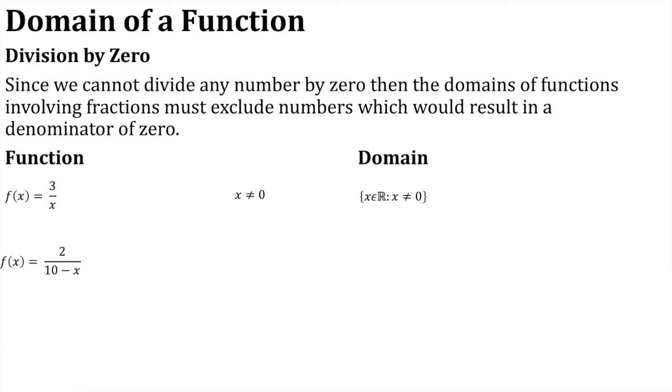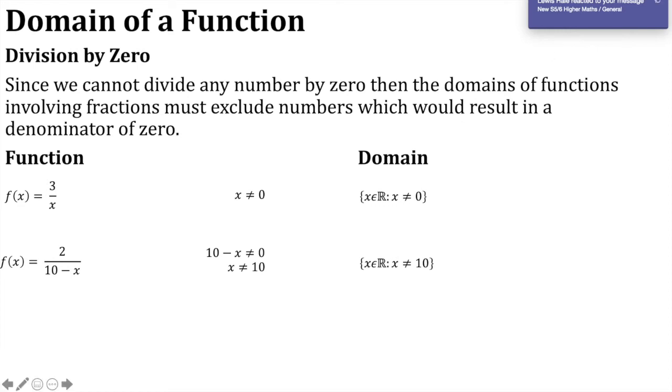Now if we look at the second example here, we had f of x equals 2 over 10 minus x. So remember, we cannot divide by 0, so that means the denominator can't be equal to 0, which means 10 minus x is not equal to 0. And if I solve that equation, then we have x not equal to 10. And if we write that more formally, then we get x is a real number such that x is not equal to 10.